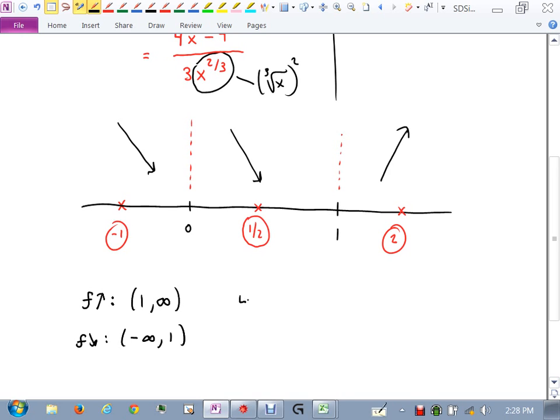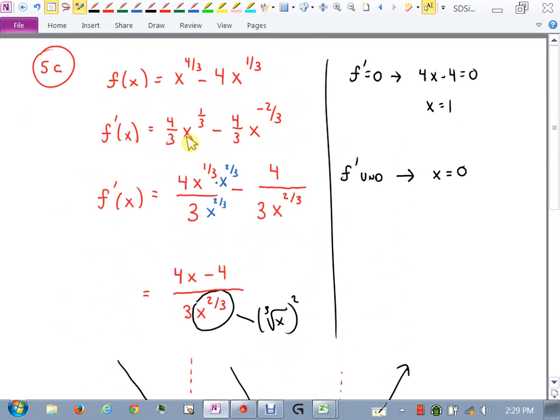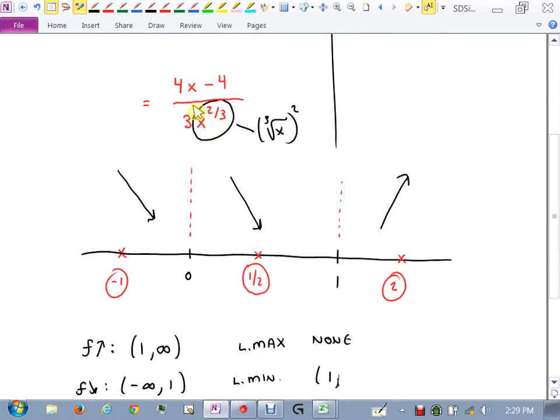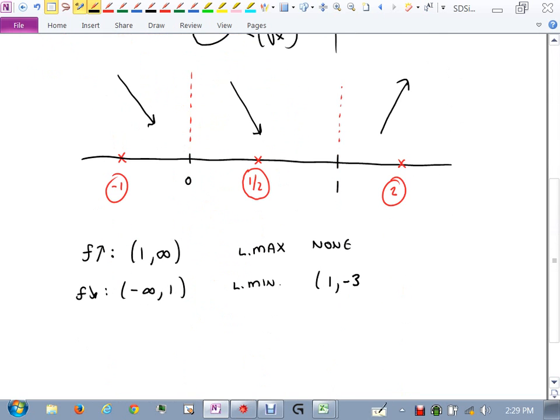How about local max? None, right? You have none. Local minimum? It happens at 1, right? And then what's the value of the function there? Because I always ask you to give me the minimum or max as a point. So plug 1 into the original function. What do you get? 1 to any power is 1, right? So 1 minus 4, negative 3. That's what I would want there.